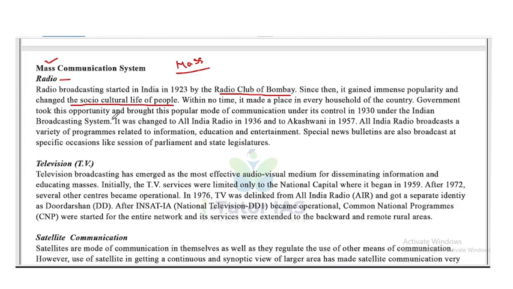Government took this opportunity and brought this popular mode of communication under its control in 1930 under the Indian Broadcasting System. It was changed into All India Radio in 1936 and to Akashvani in 1957. So first the Indian Broadcasting System, then All India Radio, then again it changed to Akashvani. All India Radio broadcasts a variety of programs related to information, education and entertainment.